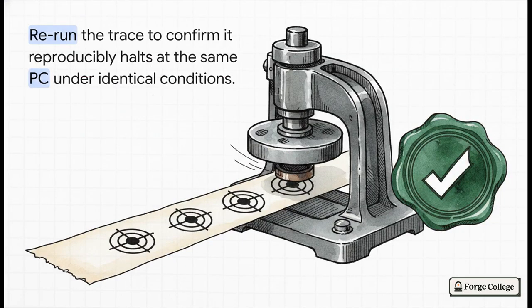But hey, before you pop the champagne, you must validate reproduction. Always rerun your trace against the failing transaction hash. Why? Because a valid breakpoint must reliably halt at the same program counter every single time, under identical conditions. If it doesn't reproduce reliably, it's just not a usable artifact, and you'll need to tweak your breakpoint conditions.